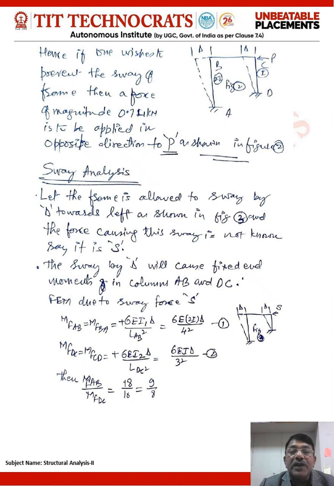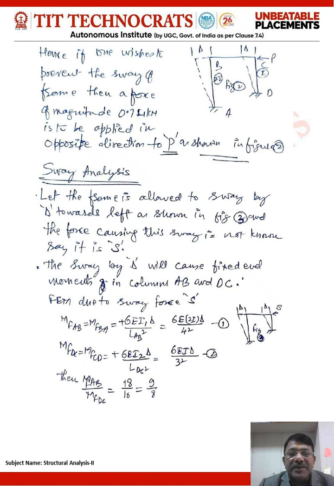Then remove all the loading in the sway analysis. Allow the frame to sway as shown in this diagram towards left. Due to sway of the frame towards left, the moments in the columns AB and CD will get produced in the clockwise nature, and that would be equal to 6EIδ/L_AB² in the column AB and 6EIδ/L_CD² in the column CD.